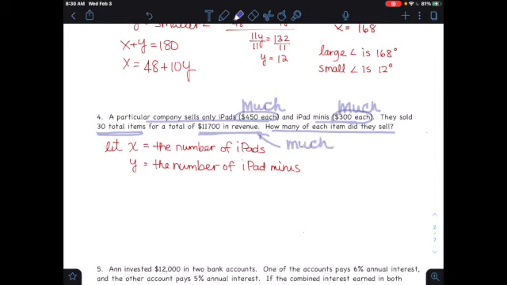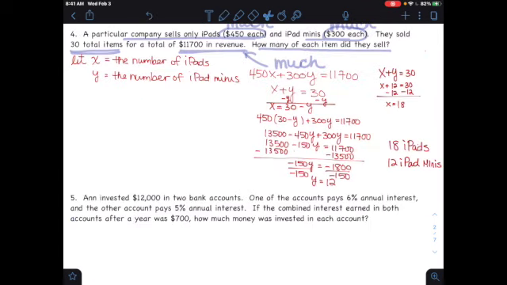All right. So what you're going to do is put that as a sentence. The number of iPads, well, to figure out how much it costs, you've got to multiply. One iPad is, let's say, $450. Two iPads will be 900. So since we don't know how many, we're going to do 450x plus the mini is going to be 300y. That's however many iPad minis. Then the total amount for both of them is 11,700. And then you have x plus y equals 30 of them. Set up and solve. 18 iPads and 12 iPad minis sold.